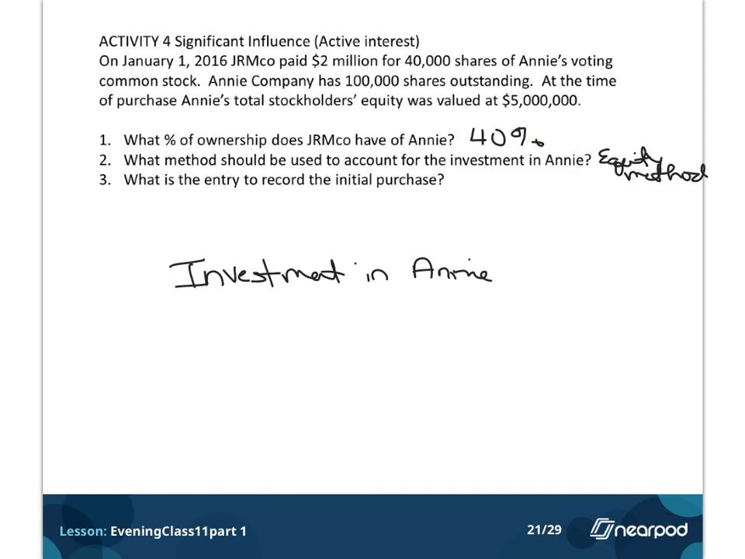So this is going to be my investment in Annie. It makes my assets go up. Cash goes down. We paid $2 million, so that is what I reported. That's the fair value of 40% of that company. It's $2 million. See, 40% of $5 million would be $2 million, and that's what we paid. So there we go.